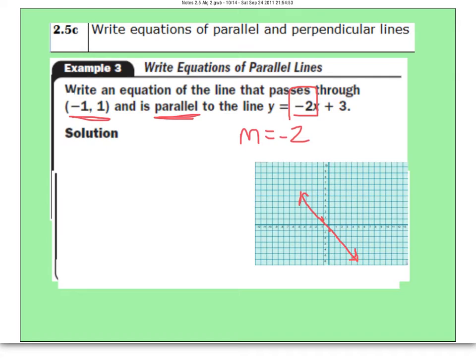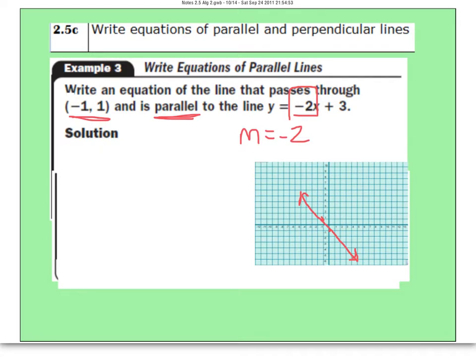The only other thing they've told me is that our new line goes through this ordered pair of -1, 1, which is just an ordered pair of x's and y's. So I'm going to put 1 in for y and -1 in for x. So 1 for y, -1 for x. That's going to get me b of -1.